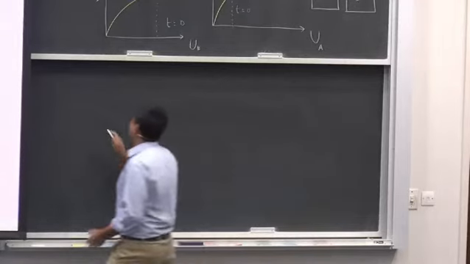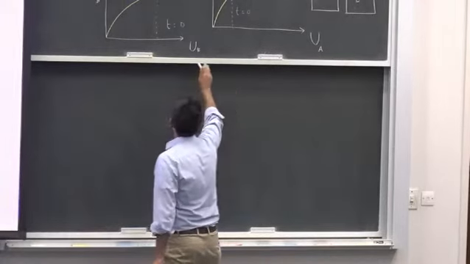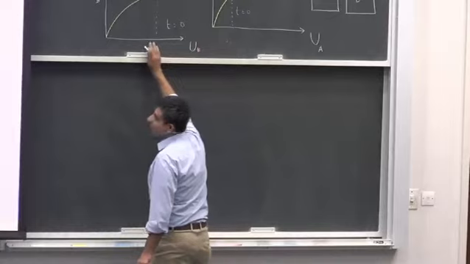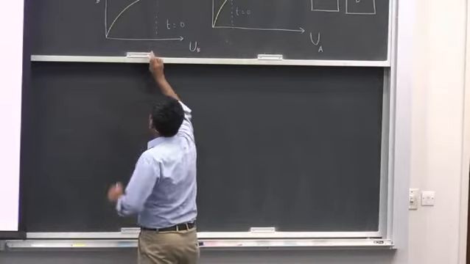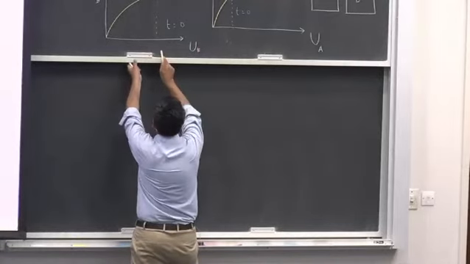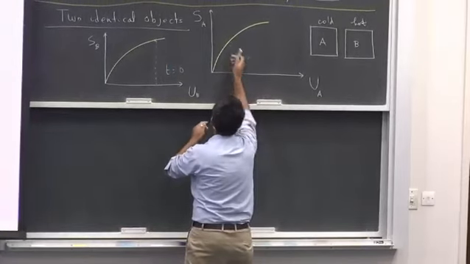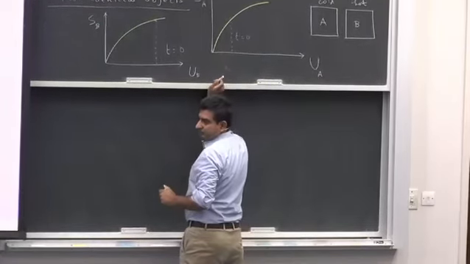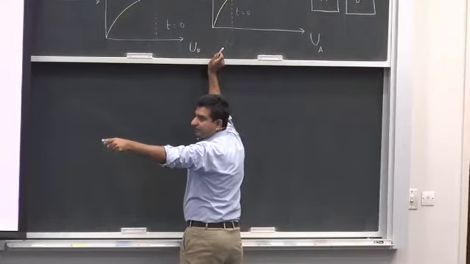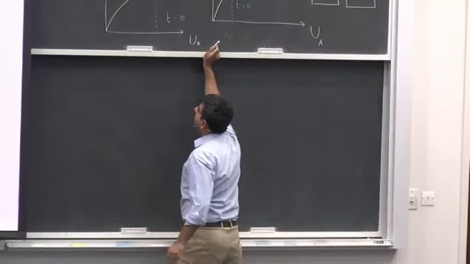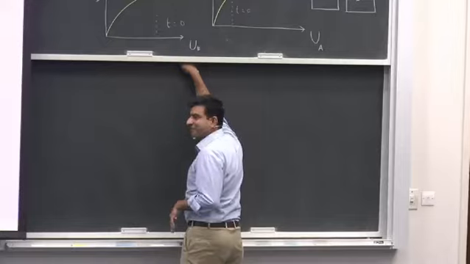Alright, so initially this is a cold object, this is a hot object. Hot object means B starts off on the graph at a higher point. A starts off on the graph at a lower point. Okay, so it's a nod of affirmation.